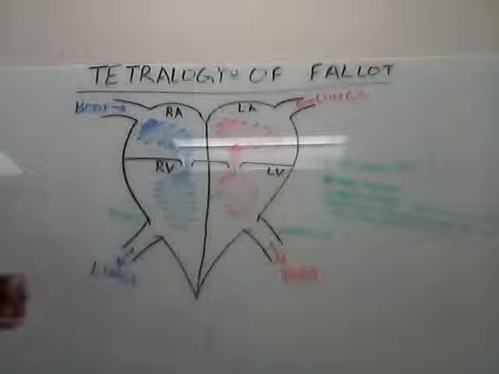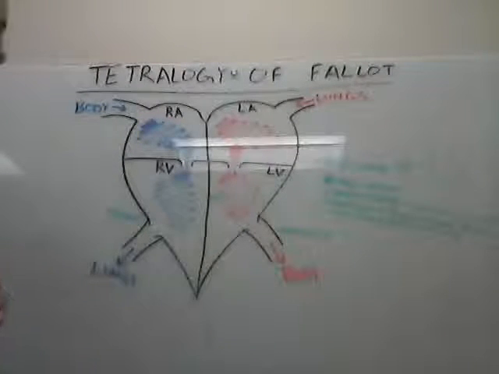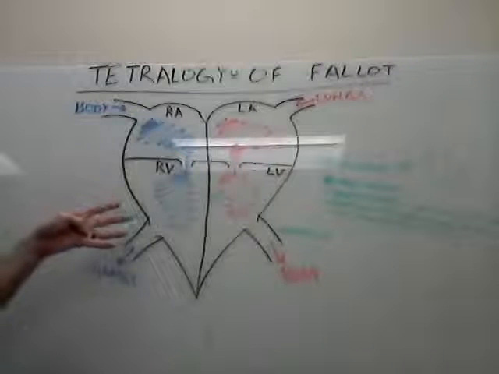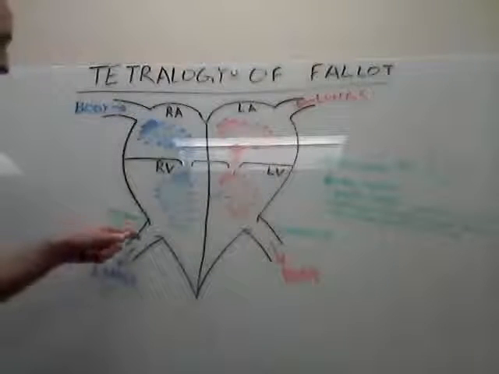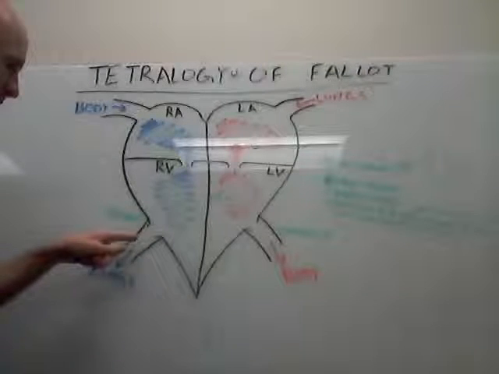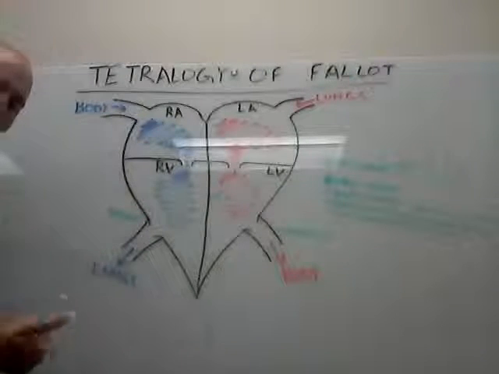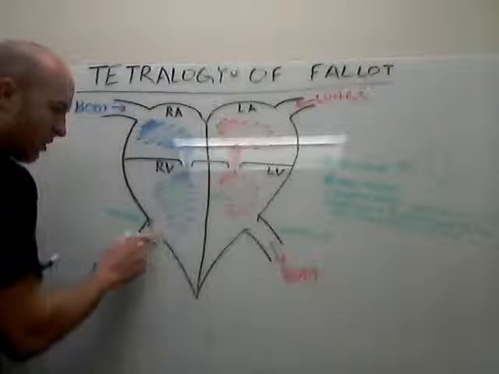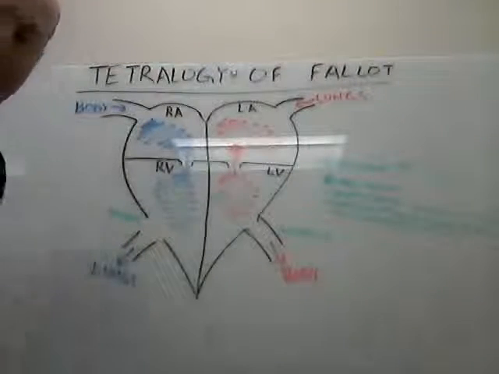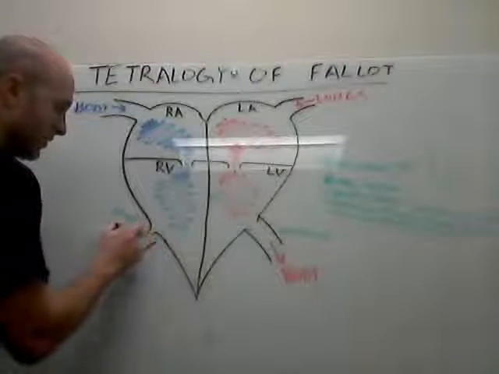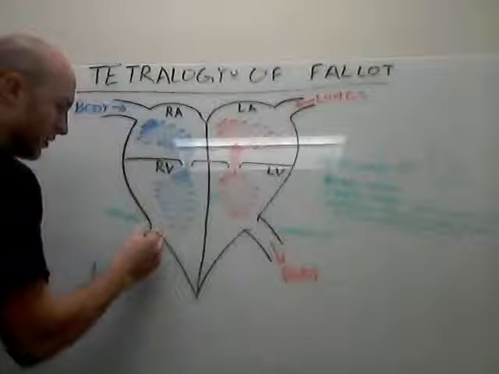So in the case of a tetralogy of Fallot, the person has four basic things going on. First of all, they have right ventricular outflow stenosis here, coming out here, this pulmonary stenosis. So this here is narrow. This is pathologic. A narrow little opening there makes it more difficult for the blood to come through.